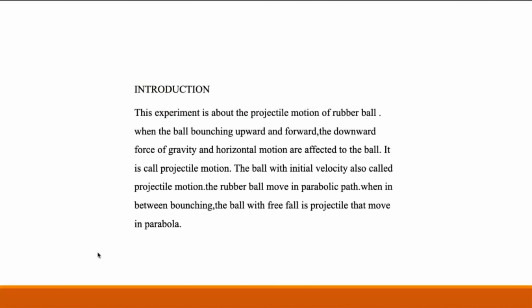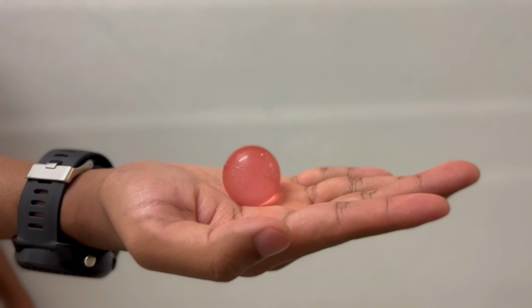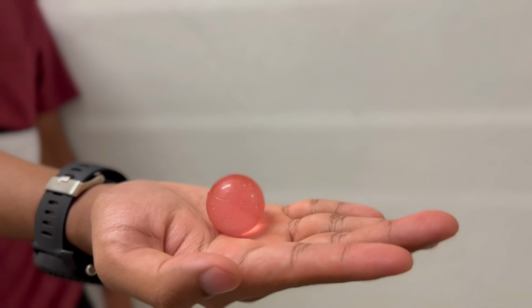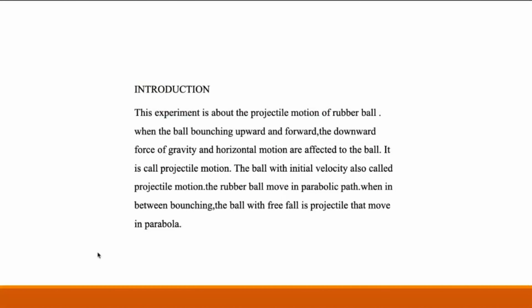Introduction. This experiment is about the projectile motion of a rubber ball. When the ball bounces upward and forward, the downward force of gravity and horizontal motion affect the ball. It is called projectile motion. The ball with initial velocity also undergoes projectile motion. The rubber ball moves in a parabolic path. In between bounces, the ball is in free fall, its projectile moving in a parabola.